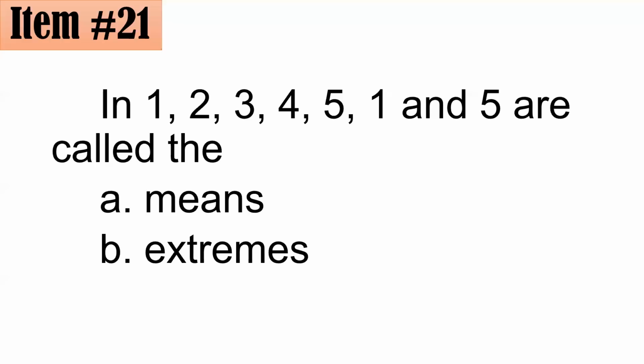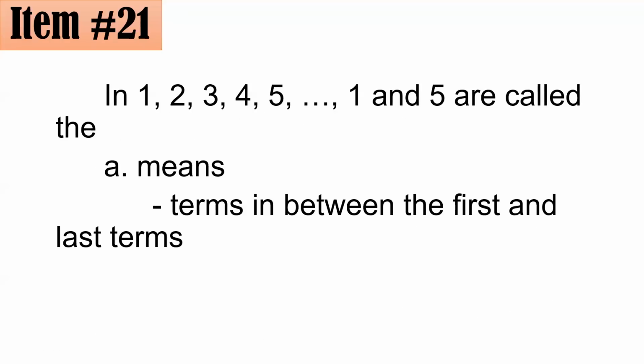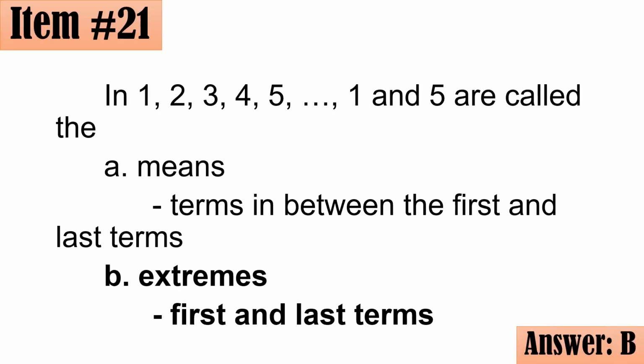Okay, so, ang answer nila ay B, and if you answered B, you are actually correct po. Bakit? Kapag sinabi po nating means, lahat ng terms na nasa between the first and the last term ay yung means natin. Yung means po dito ay 2, 3, 4. Yung extremes naman po refers to the first and last terms of a sequence. So 1 and 5 are the extremes.